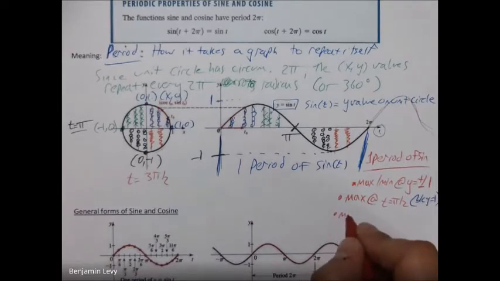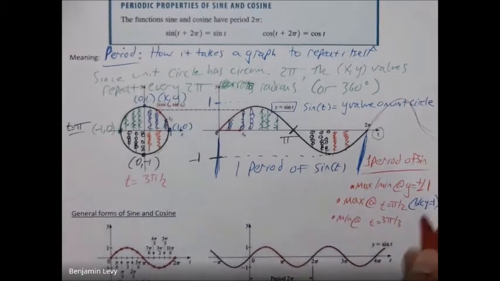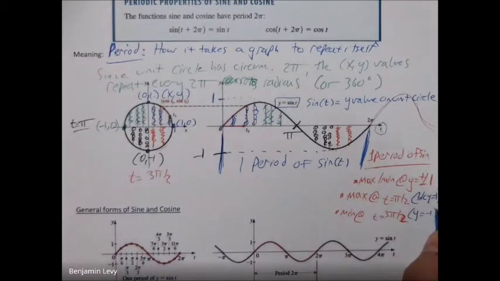Right, so if we're thinking about the minimum value, it was at 3 pi over 2. And that's because the y value is -1 there.